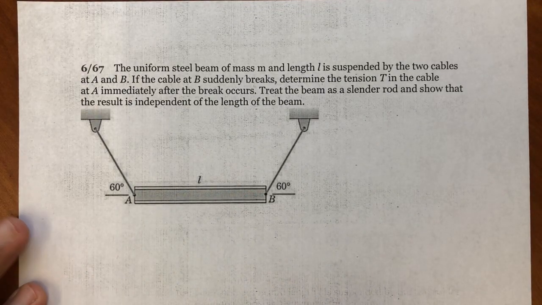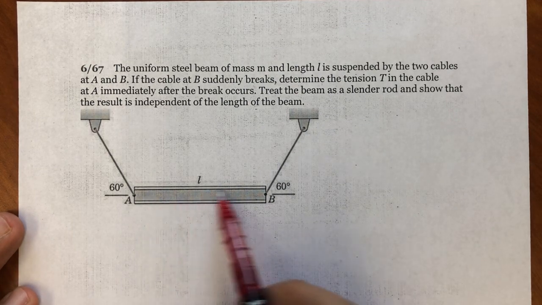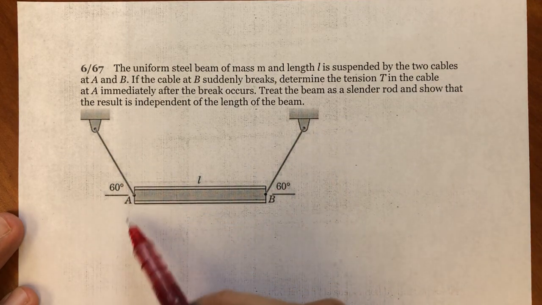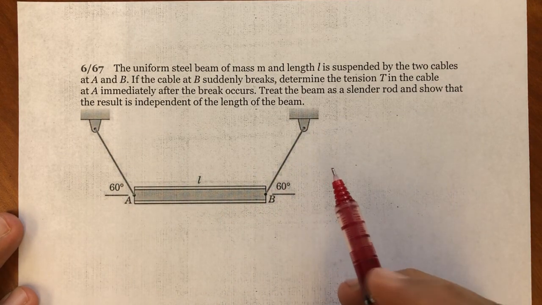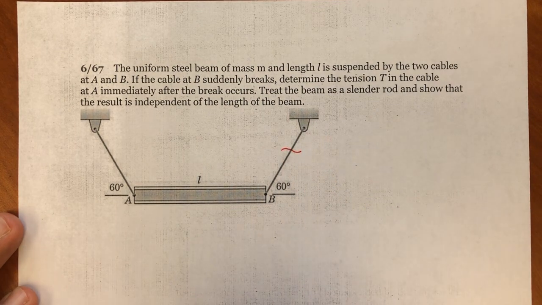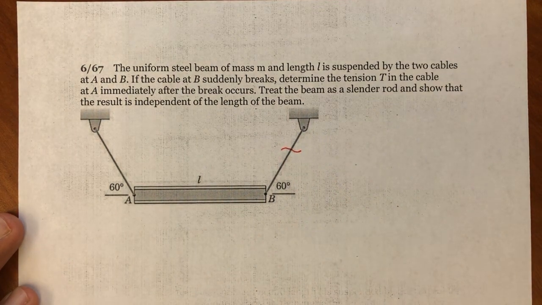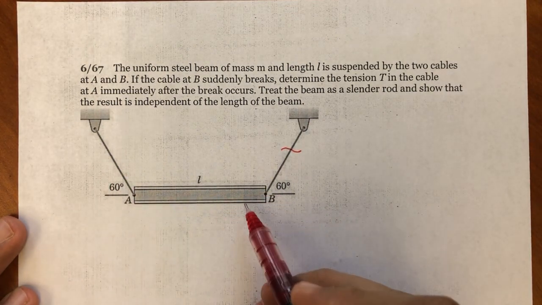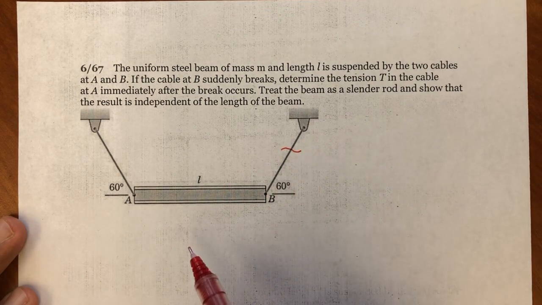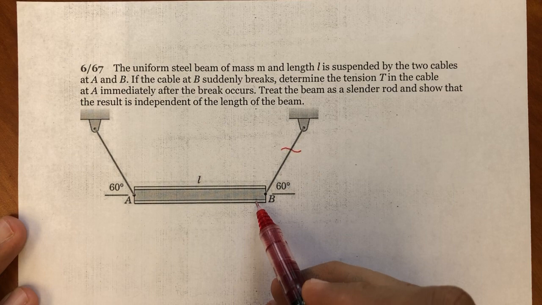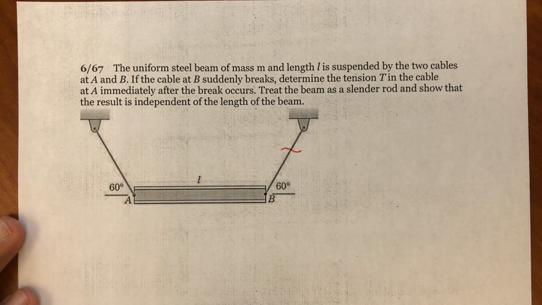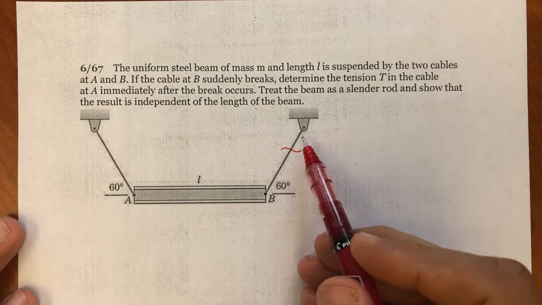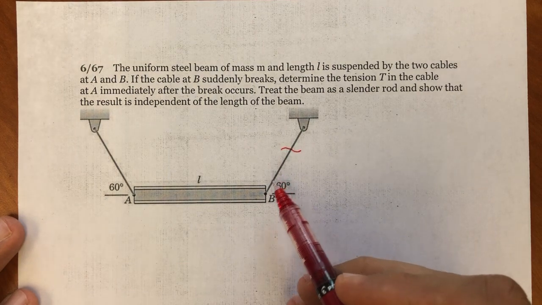In problem 67, chapter 6, we have this beam which is connected to the roof with these two cables at A and B. Everything is at rest, and suddenly this cable is going to break. And the question is, what's going to be the tension in this cable immediately after breaking this one? What's going to be the angular acceleration of the beam? So we need to find alpha of this and also the tension in this cable immediately after this cable breaks.